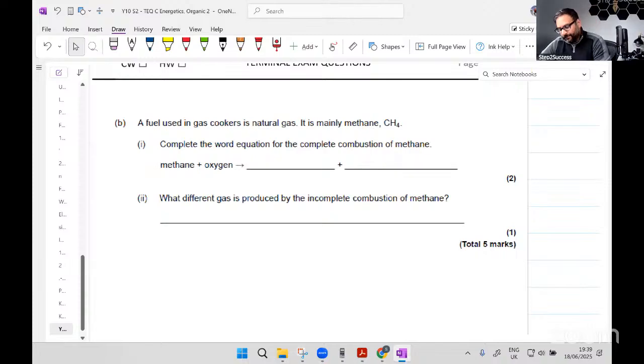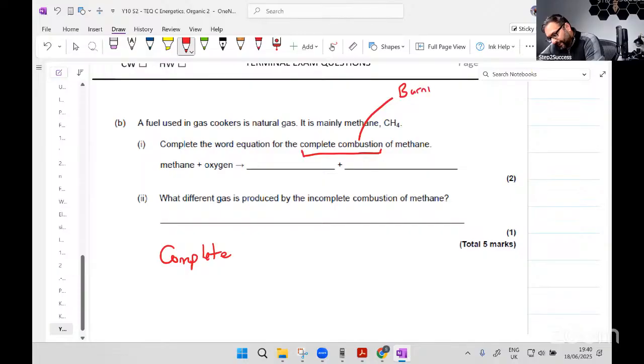Complete combustion is a process that looks like this. Let me just tell you this, it's important. Firstly, the word combustion just means burning. That's all it means. Okay, well, there's two ways in which something can burn.